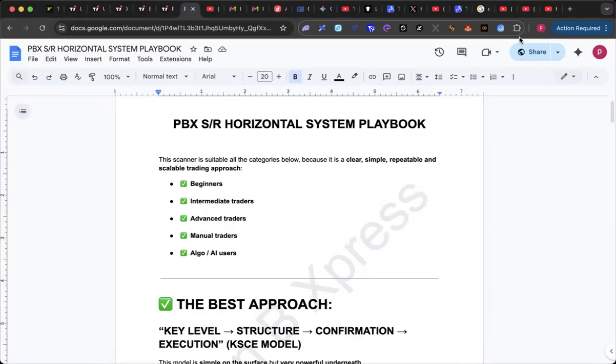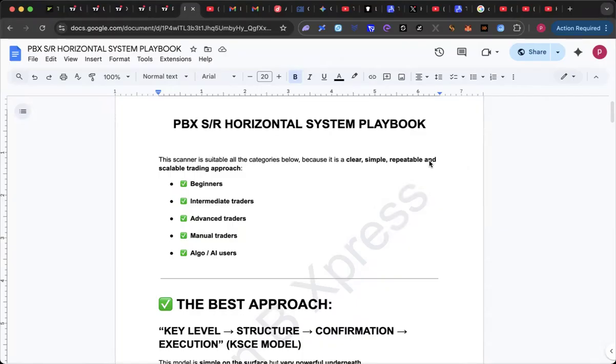Evening. Pay attention. If you're a subscriber to the PBX S&R zones scanner, that's the horizontal system playbook. Now, I quickly want to show you how you use it. We've been doing that, so you just need to perfect your attention on obeying instruction and all of it.